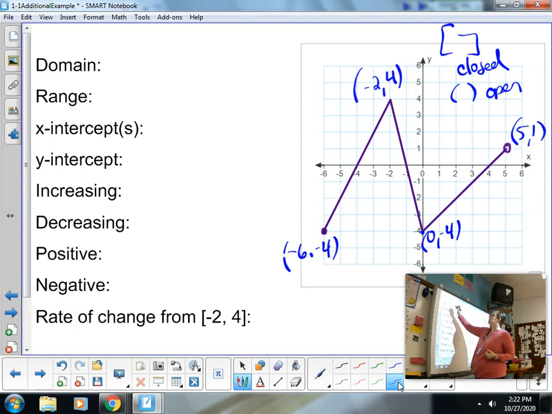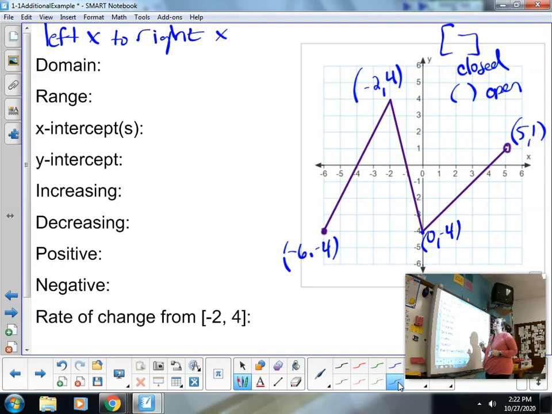So the first thing we have up here is domain. Remember, domain is your left x to your right x. So you want to see how far to the left you go on the x-axis and how far to the right you go on the x-axis. The leftmost point that we have has an x value of -6, and that is a closed dot. So closed dots mean brackets. So my domain, the first number, is going to be a -6 with a bracket. The farthest to the right that we go is a +5. That +5 has an open dot, so that is going to be a parenthesis. So your domain is from -6 to 5.